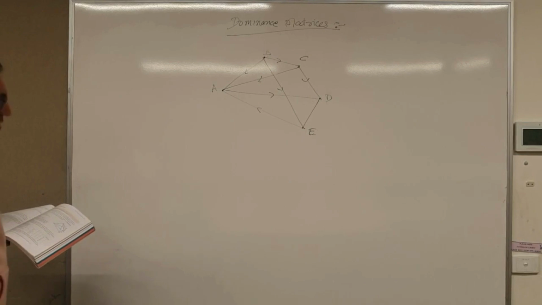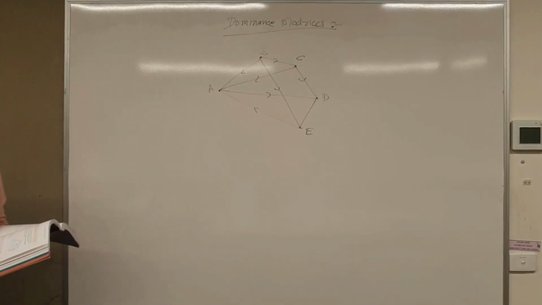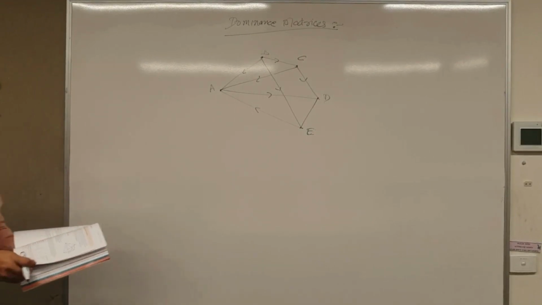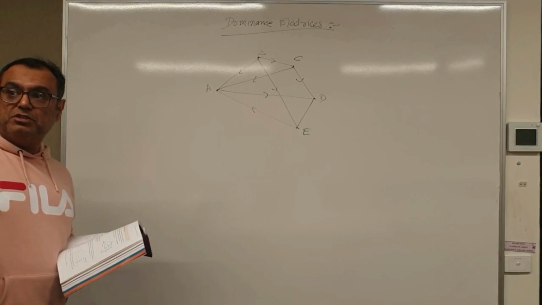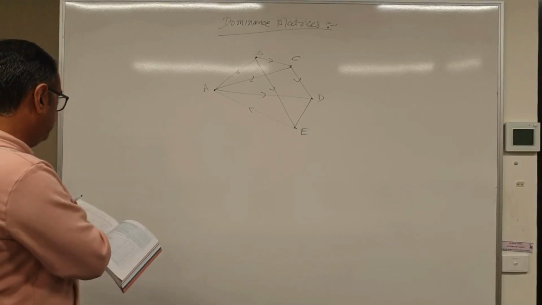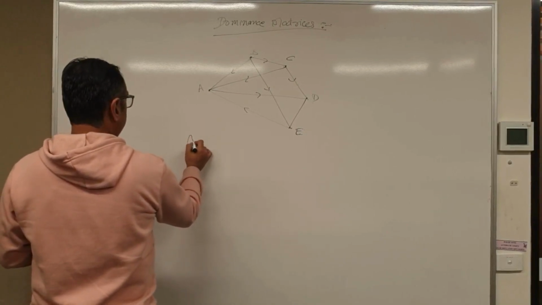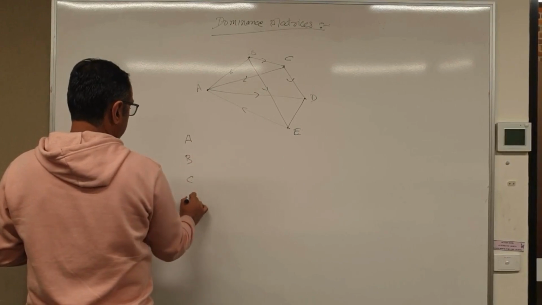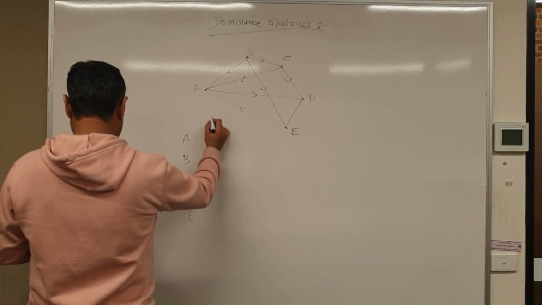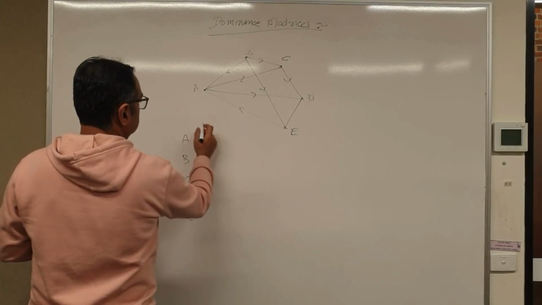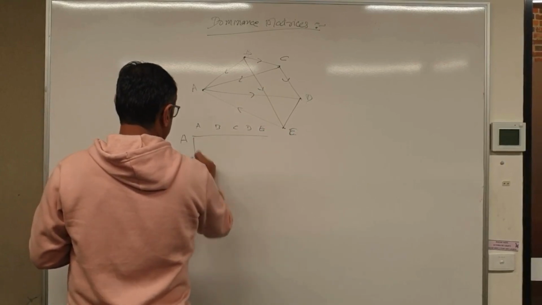So what we do in this case is we create a matrix. Let's create the one-step comms matrix, the first-step communication matrix. So I say, all right, I've got A, B, C, D, and E, and I say A, B, C, D, and E. Let's say I create a matrix now.